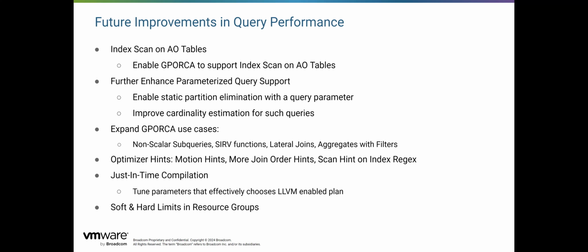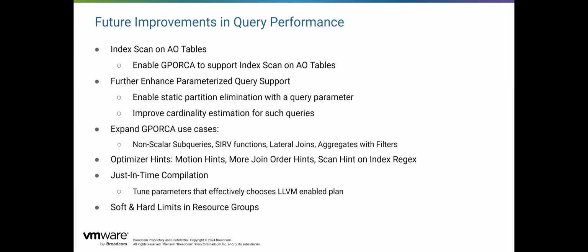The second one is parameterized queries, where we need a better way of cardinality estimation. Orca supports it, but we need a better way of estimating cardinality or doing static partition elimination. So that is one thing we're going to be working on actively.